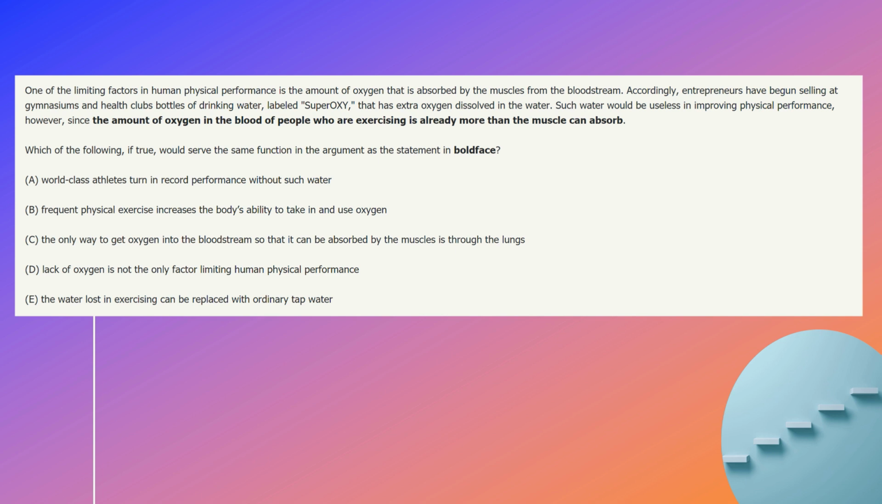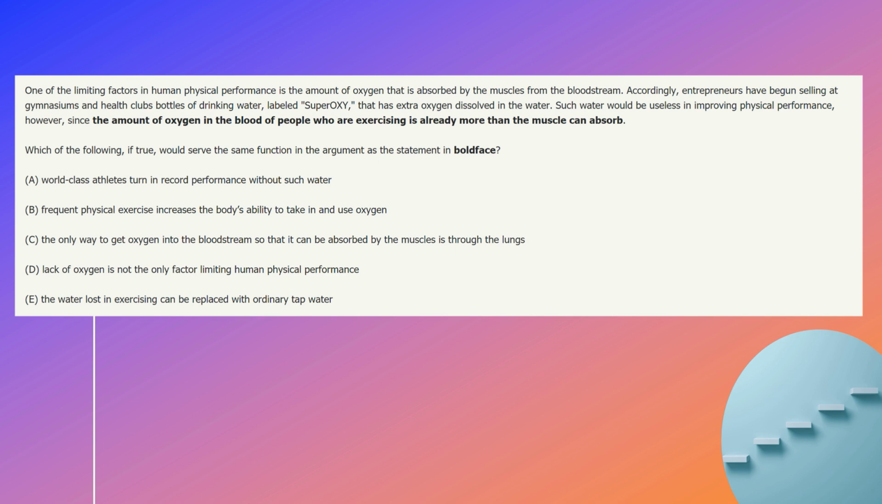That kind of makes sense. Get more oxygen absorbed by the muscles, better performance. Seems to make sense. Such water would be useless, oh dear, in improving physical performance. Why? However, since the amount of oxygen in the blood of people who are exercising is already more than the muscle can absorb. So that boldface is saying, pointless, we don't need more oxygen because we're already at the max.